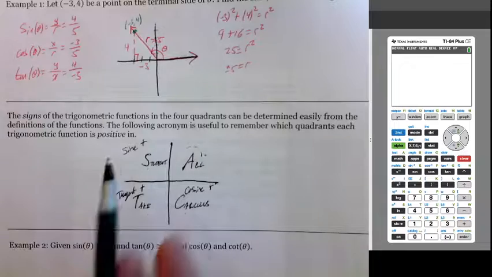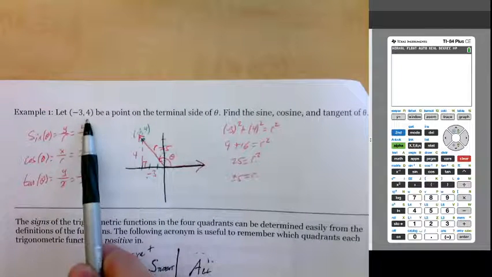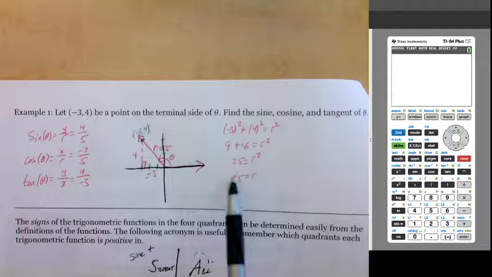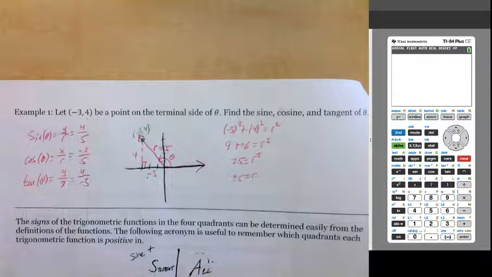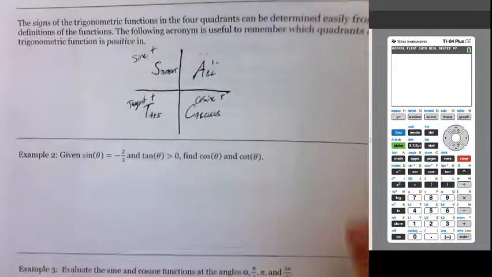So instead of making this picture with a negative 3, you can just look at the point and know sine is y. You can find r by using the Pythagorean theorem, and you can determine the sign of your answer just by looking at what quadrant you're in. Well, let's try example 2.